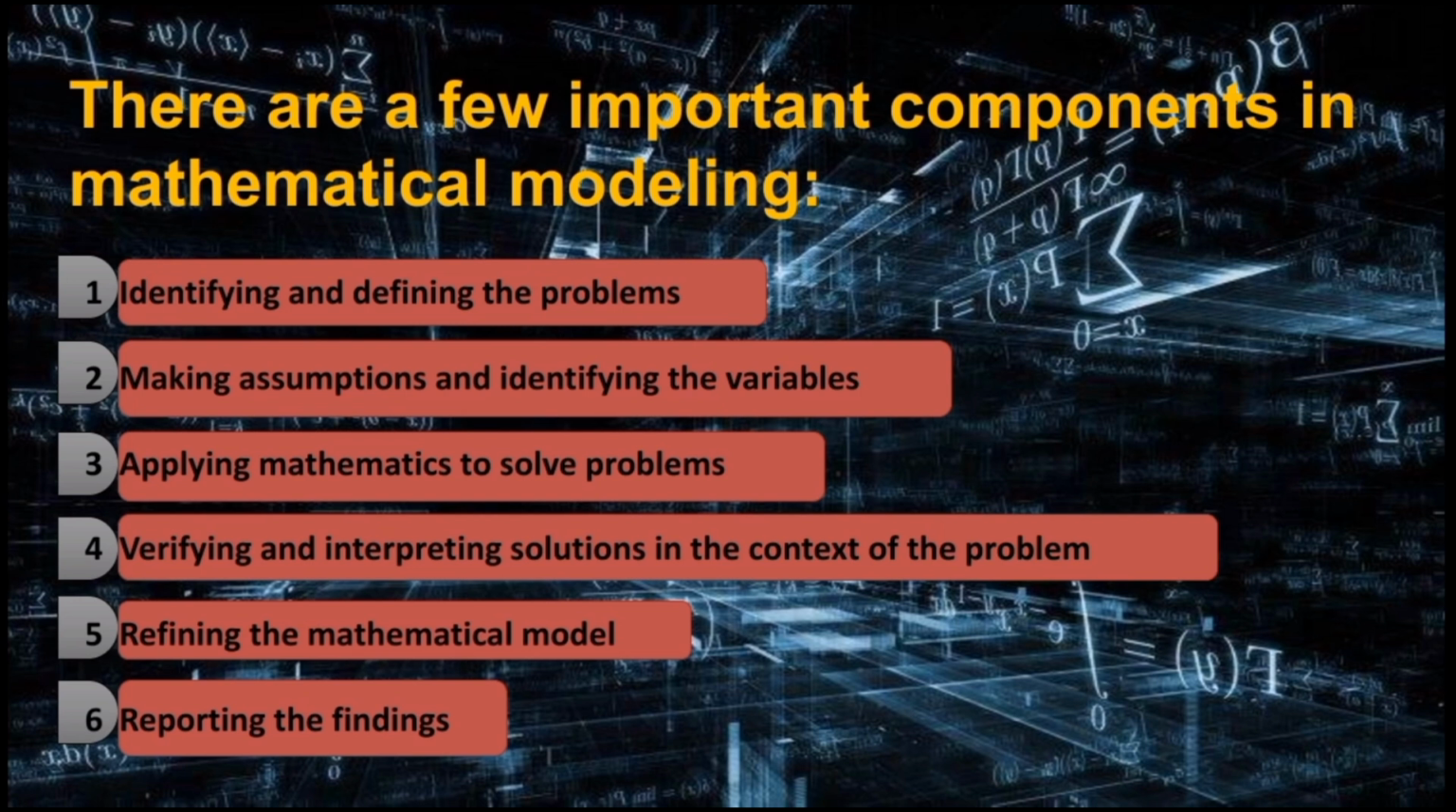There are a few important components in mathematical modeling. Number 1. Identifying and defining the problem. Number 2. Making assumptions and identifying the variables. Number 3. Applying mathematics to solve problems. Number 4. Verifying and interpreting solutions in the context of the problem. Number 5. Refining the mathematical model. Number 6. Reporting the findings.